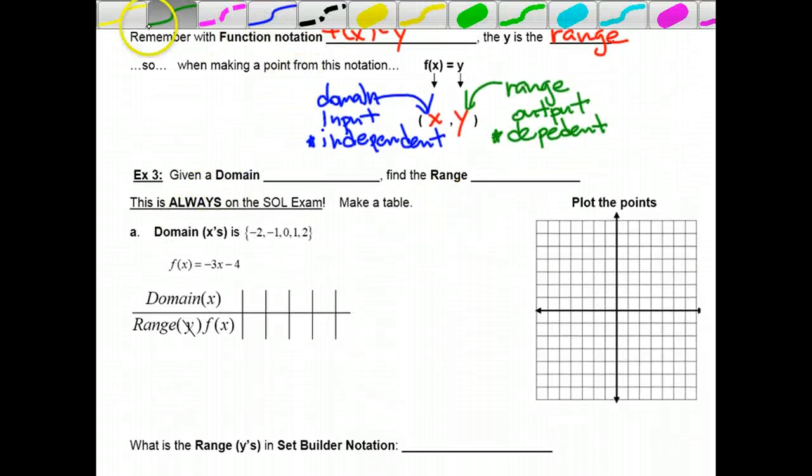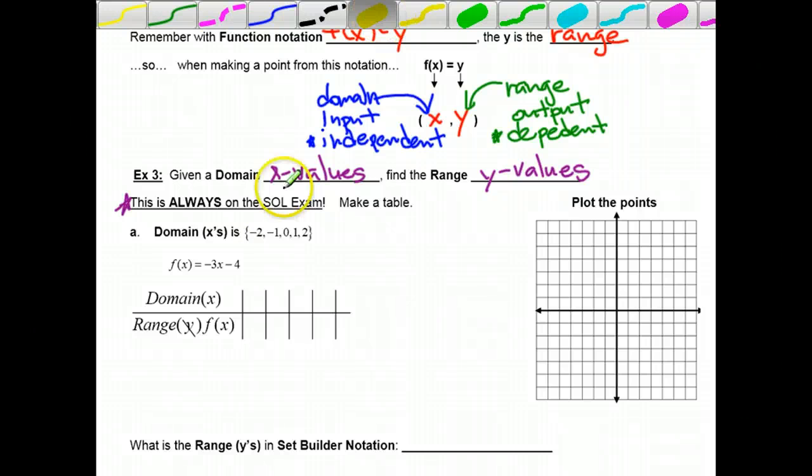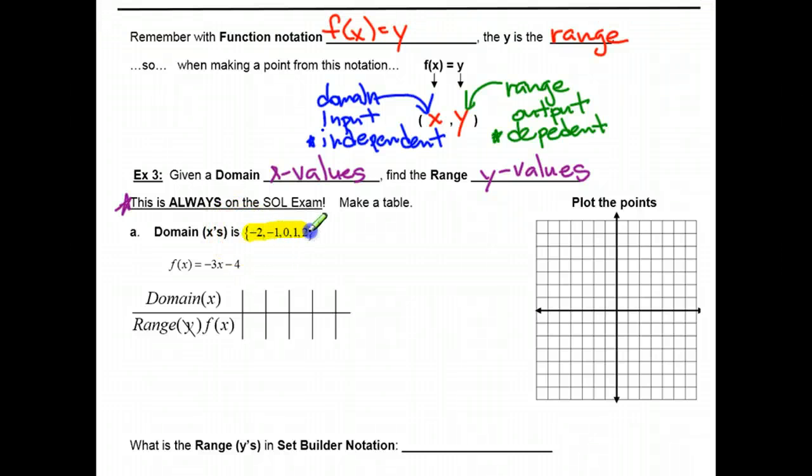So for this example, it says given a domain, which, just as a reminder, are the x values, we want to find the range, which are the y values. Okay? And here's a note. This is always on the SOL exam. They put these types of questions all the time. So here's what we need to do here. They're giving you the domain. They're x's. They're telling you the domain are these numbers.